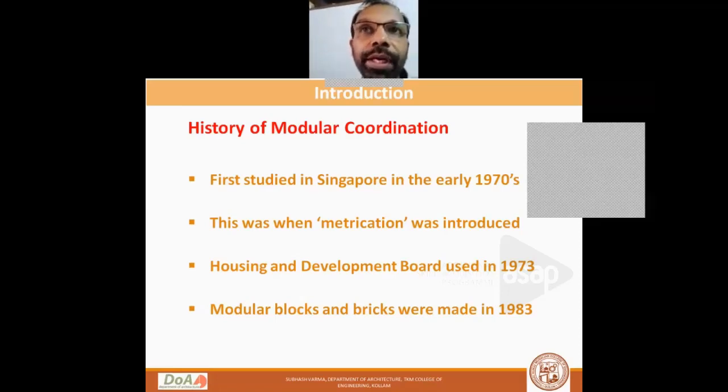So when metrication was introduced, the thought of modular coordination became important. This concept was practically implemented by the Housing and Development Board in 1973 in the construction of a set of new generation flats. And in 1983, modular bricks and blocks were made. So the entire process of research and development took place in Singapore.